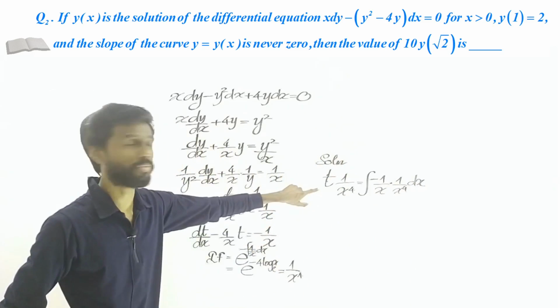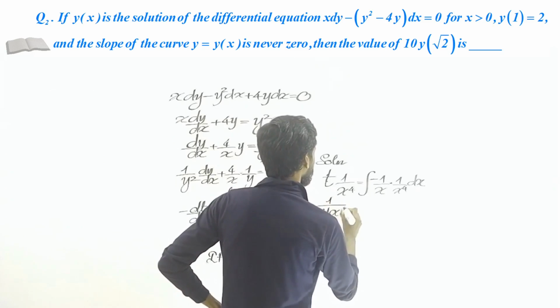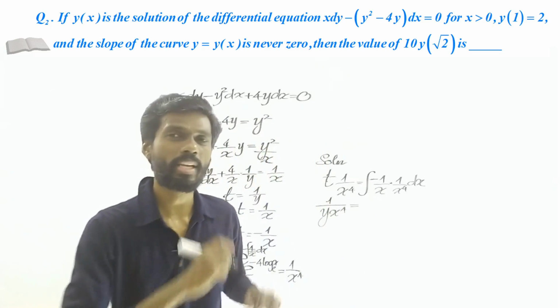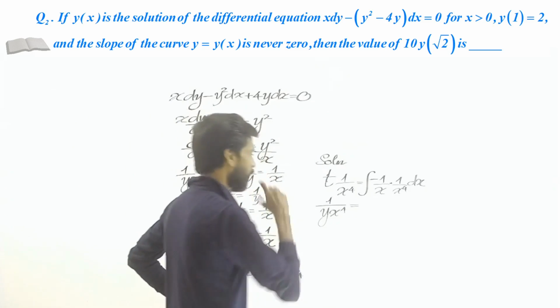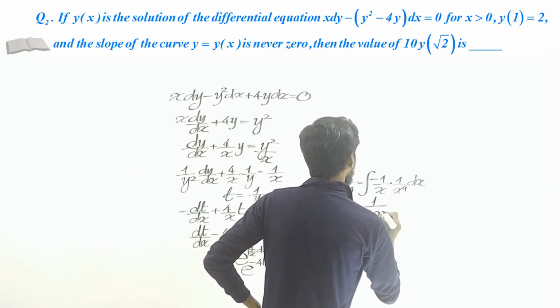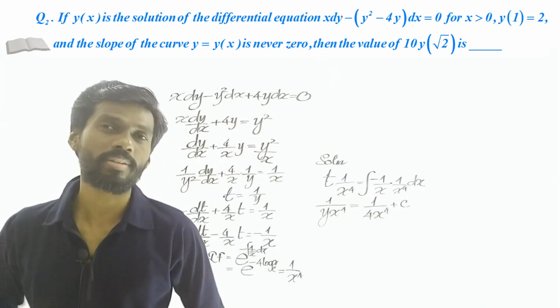We can even substitute the value of t here, which is 1 by y. So this is 1 divided by y x to the power 4, which equals minus 1 by x to the power 5, or we can write minus x to the power minus 5. If we simplify, we get 1 divided by 4x to the power 4 plus c. So this is the solution of the differential equation.